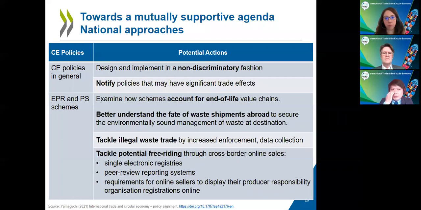Starting from the very top, circular economy policies in general should be designed and implemented in a non-discriminatory fashion, and they need to be notified in a timely manner if they have significant trade effects. And then more specifically on extended producer responsibility and product stewardship schemes, we really need to re-examine how these schemes account for end-of-life value chains.